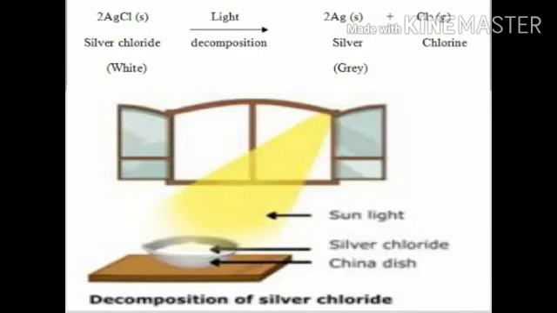We write down the decomposition of silver chloride as 2AgCl, that is in solid state, in the presence of light, breaks down into 2Ag, that is silver, which is grey in color, plus chlorine, which is in the form of gas.